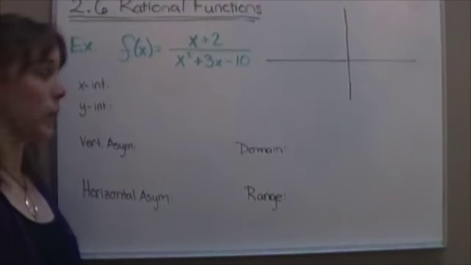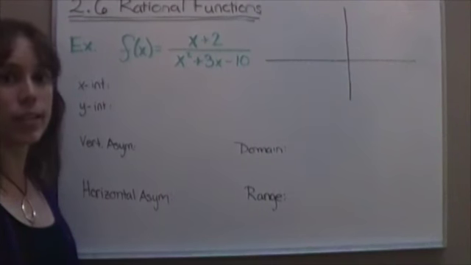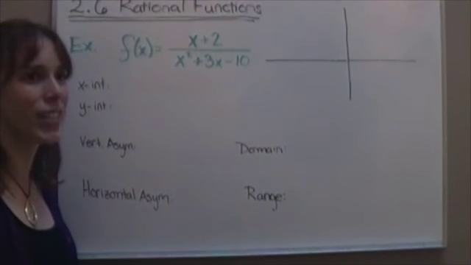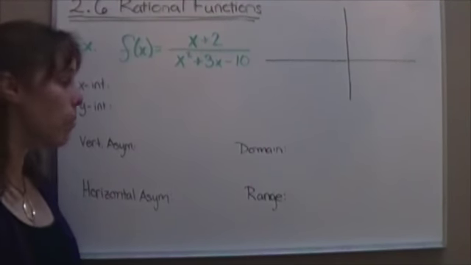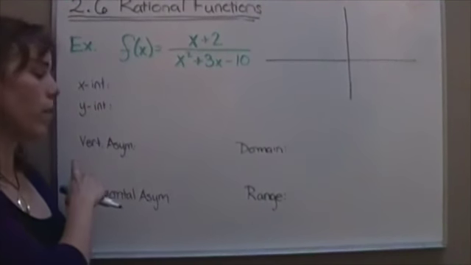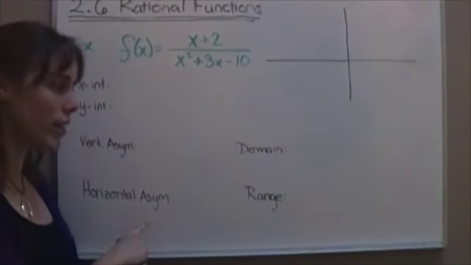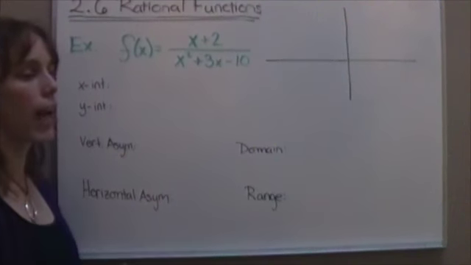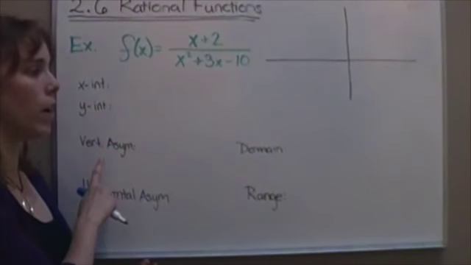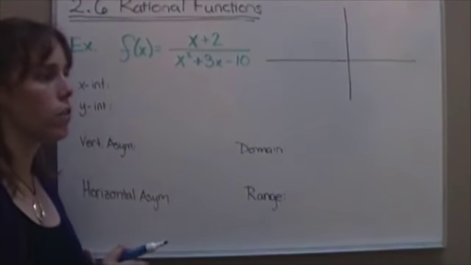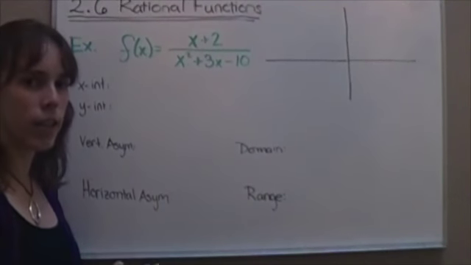Okay, let's do an example. So the different problems in this section each ask for different things. So read the directions very carefully. In this problem, I'm going to ask for intercepts, vertical asymptotes, horizontal asymptotes, domain and range. And then I'll ask for a little bit more information about the vertical asymptotes. So we'll get to that at the very end.